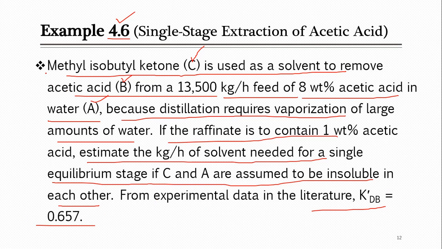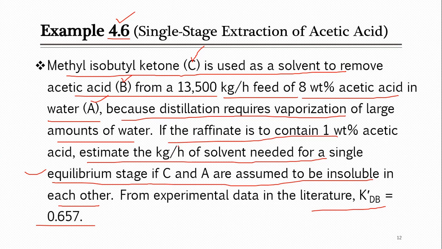Now you understand that your feed contains two components. What are those components? Water and acetic acid, and you are introducing methyl isobutyl ketone into this system. This is a single stage operation in which you bring them in contact. Initially your feed was 13,500 kg per hour, 8% acetic acid, and at the end of the day only 1% will remain in the stream leaving as raffinate, and the other 7% is transferred to your methyl isobutyl ketone.